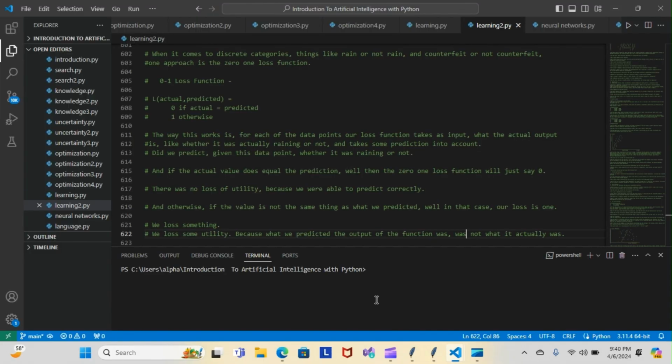Now, last night, if you recall, the last thing we went over was the 0, 1 loss function, and tonight we're going to build on top of that.